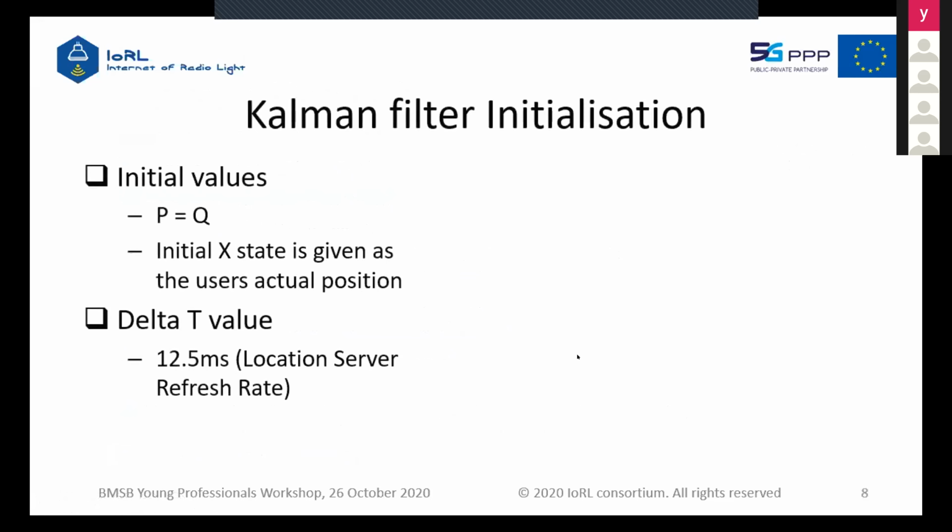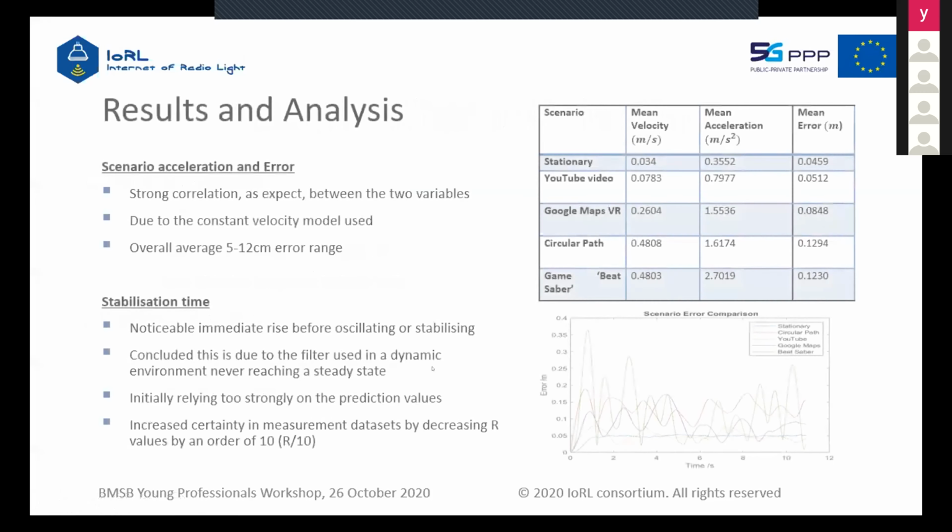Finally, our P values were initialized as equal to Q, and an initial state was given as the user's actual position. So this is something that we need to rerun again. And our delta t value was our refresh rate as we calculated our latency components of 12.5 milliseconds.